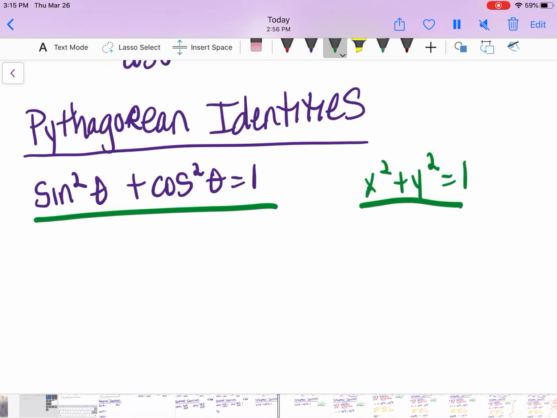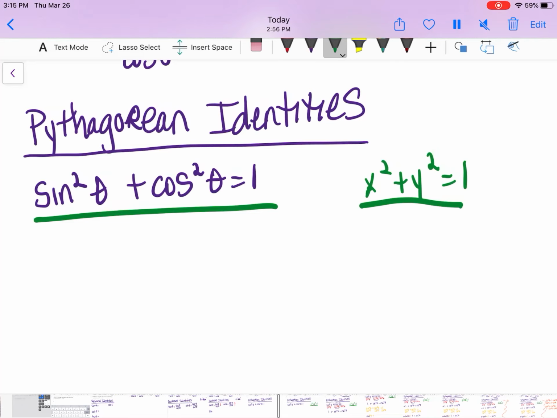Now, once you have that one down, and hopefully knowing that it's just the equation of a circle will help you remember that, but once you have that one down, we're going to come up with the other two identities from this first one. Sine squared theta plus cosine squared theta equals 1.